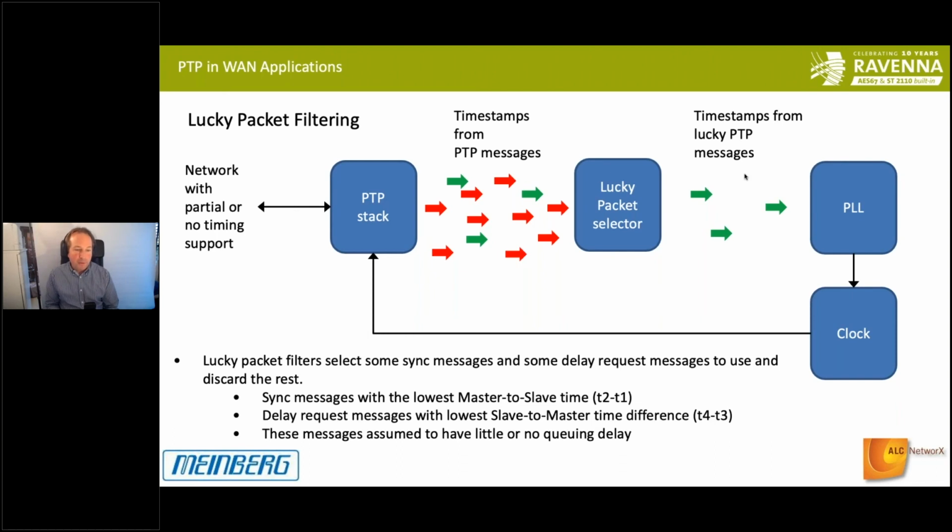So the lucky packet filters select some sync messages and some delay request messages to use and just discard all the rest. And the sync messages with the lowest master to slave time will be used. The delay request messages with the lowest slave to master time differences will be used, as these messages are assumed to have little or no queuing delay.